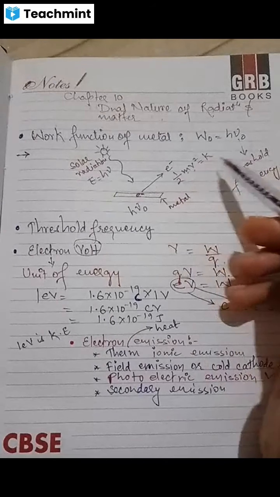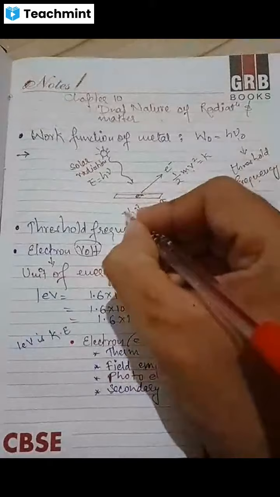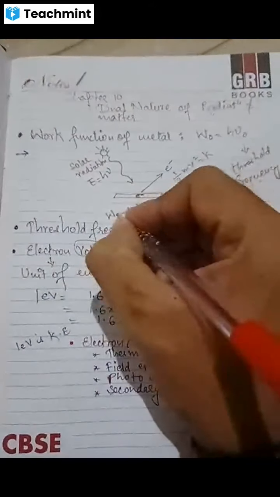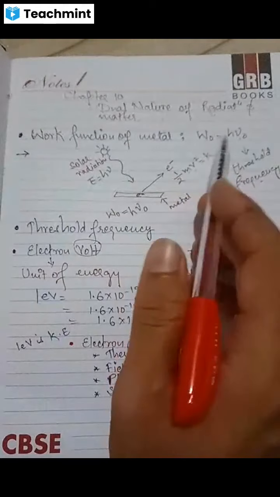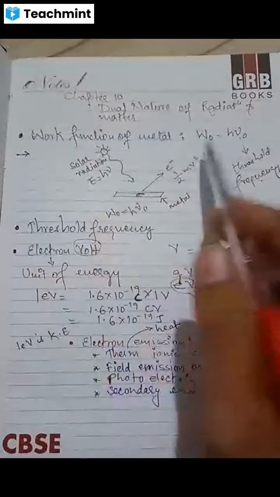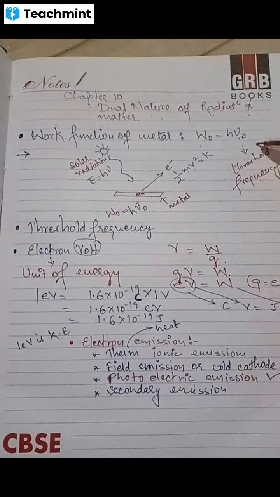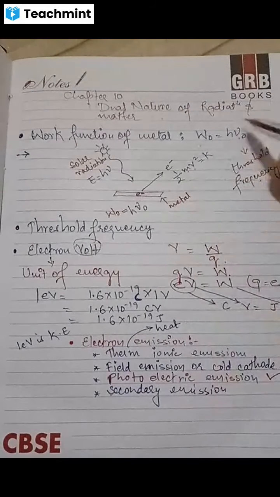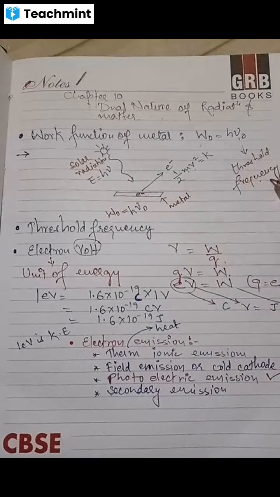It means there are two energies. The first energy is h nu naught, which is represented by W naught, and this W naught is the same thing we are discussing here. This W naught is known as the work function. That is h nu naught. Further, h nu naught represents the work function, where nu naught is known as the threshold frequency.